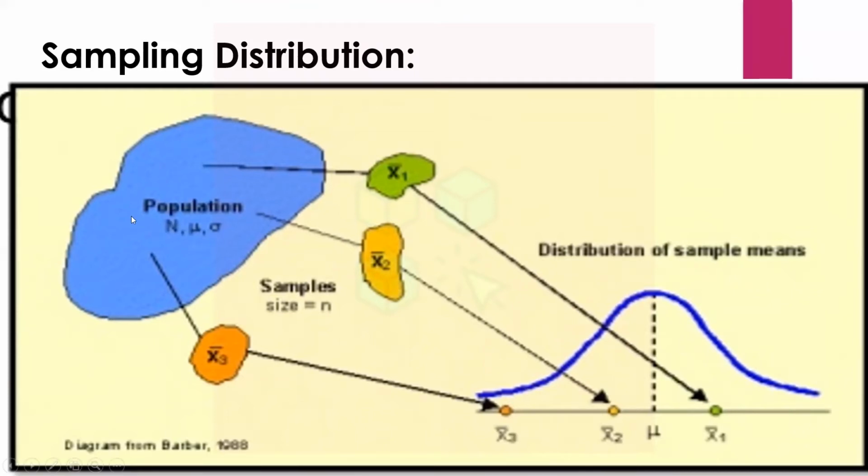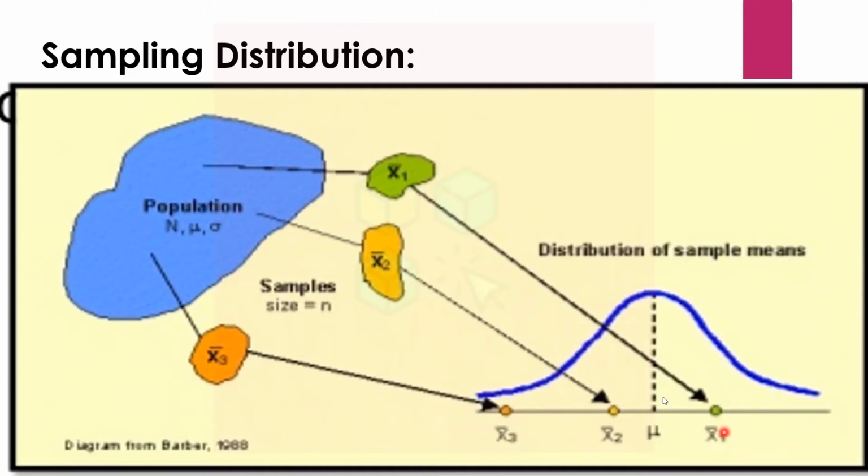The distribution obtained from this population is represented here with the blue line. This is the distribution of the population. In the center of the curve, there is mu, the population parameter, the average, and there are three samples, and corresponding means are x bar 1, x bar 2, and x bar 3. If we plot x bar 1, x bar 2, and x bar 3 on the same number line, then we will observe that they are scattered on the number line, and mu is in the center.